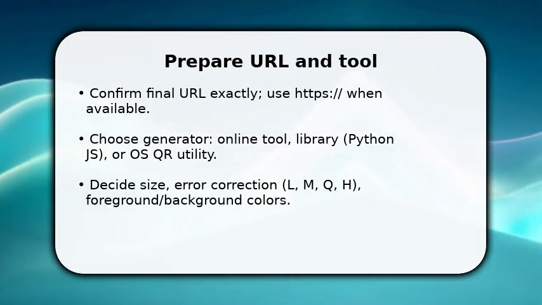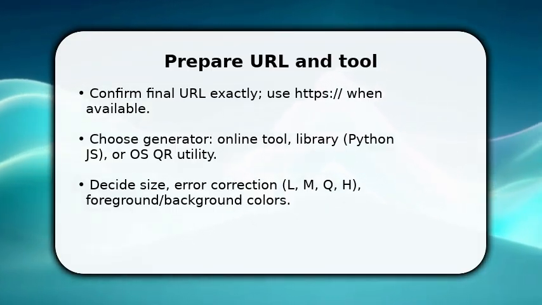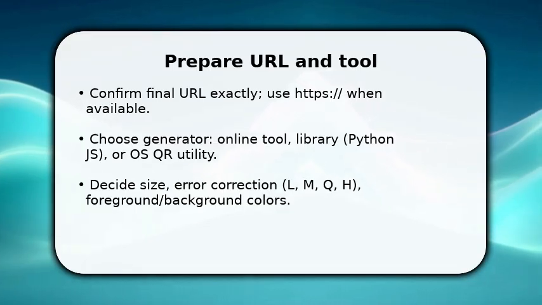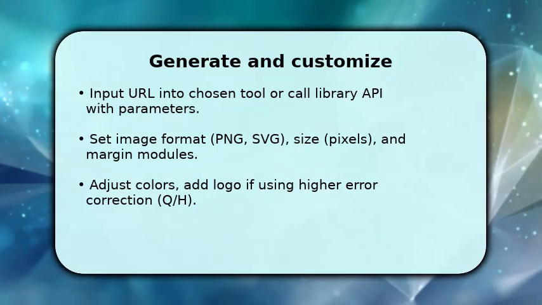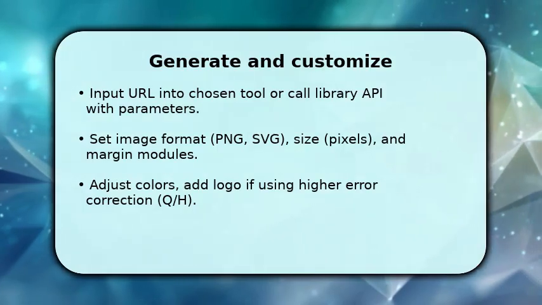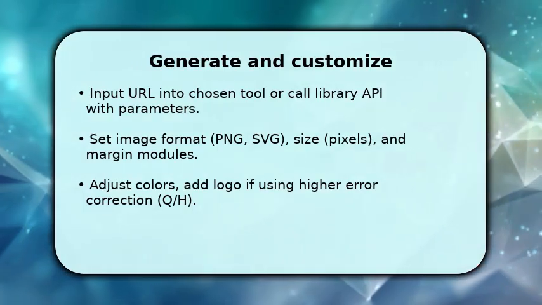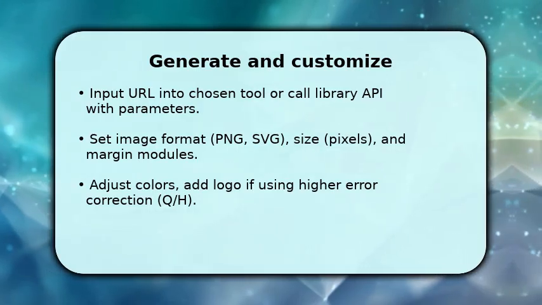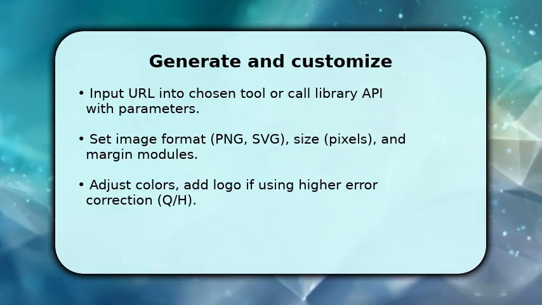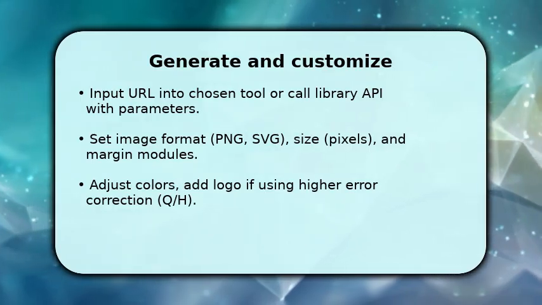Also pick output options now: image size, margin, and error correction level. Because those affect scan reliability and appearance, you feed the URL into the tool or call the library API and set parameters. For programmatic flows, pass format, pixel size, and margin values. For websites, choose PNG or SVG depending on print or web needs.